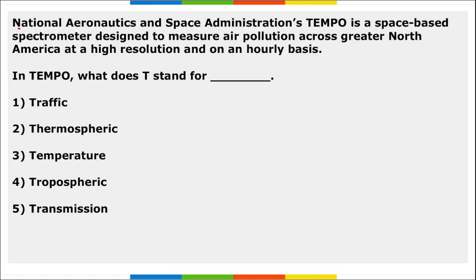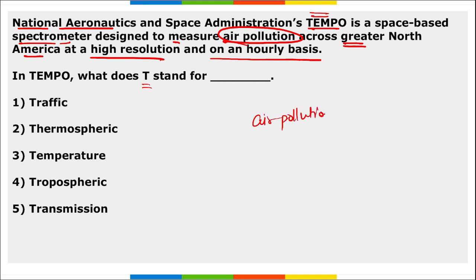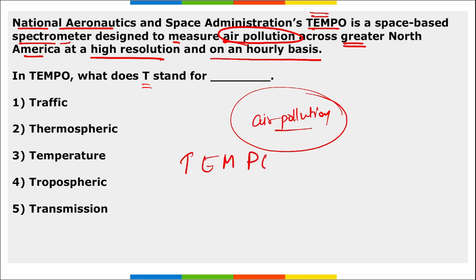Next, NASA's TEMPO, that is the National Aeronautics and Space Administration's TEMPO, is a space-based spectrometer designed to measure air pollution across the greater North America at a high resolution and on an hourly basis. So this TEMPO, what does T stand for? The question asked here is, what is the full form of TEMPO? Tropospheric Emissions Monitoring of Pollution. I repeat, Tropospheric Emissions Monitoring of Pollution.